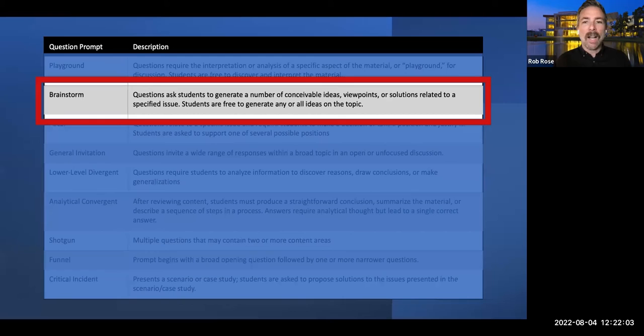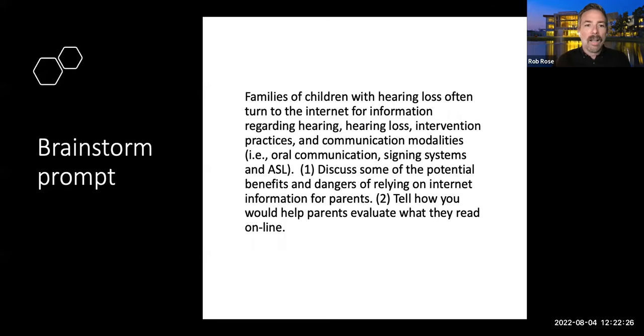If we look at another example, the brainstorming prompt. These are questions that ask students to generate a number of conceivable ideas, viewpoints, or solutions related to a specific issue, and they're free to generate any or all ideas on the topic. Obviously, you know what brainstorming is. It's a prompt that asks students to brainstorm the topic. You can see an example here of a brainstorm prompt.